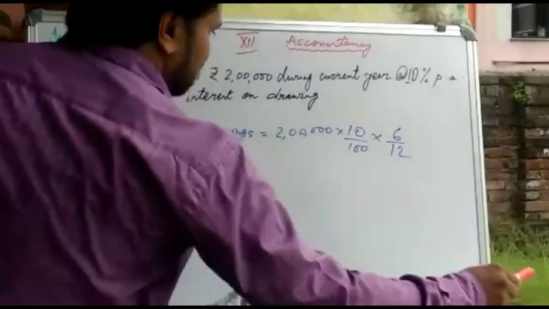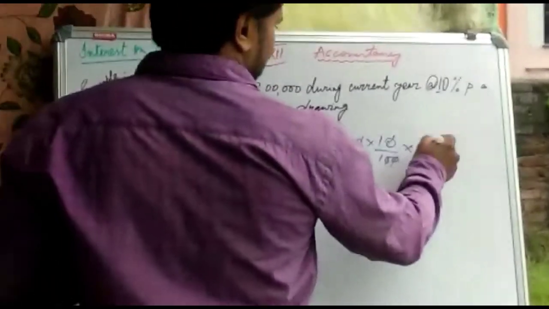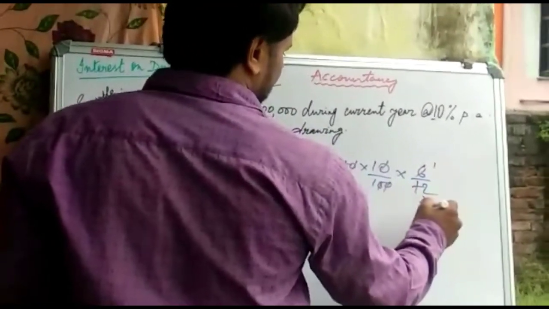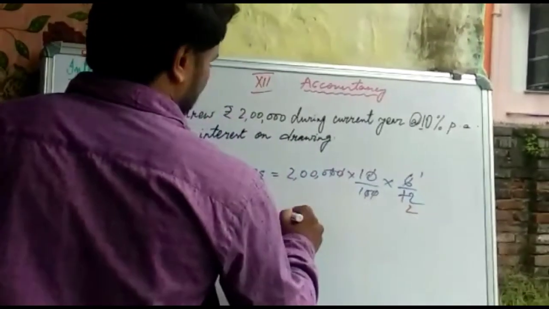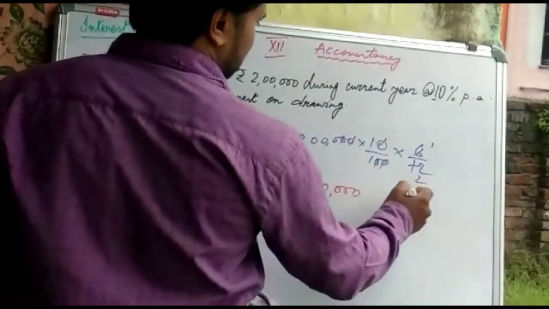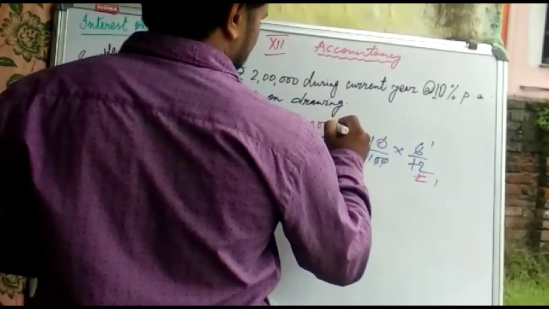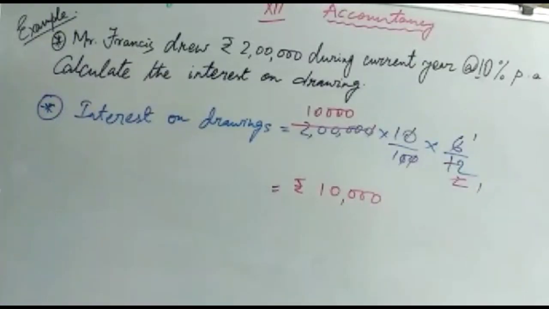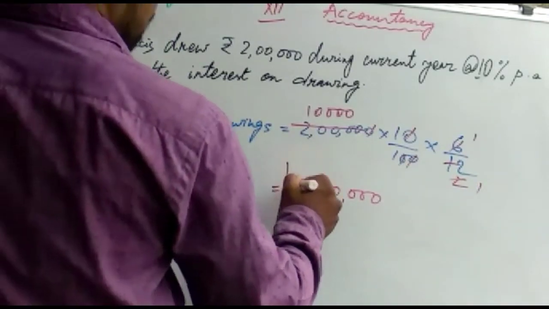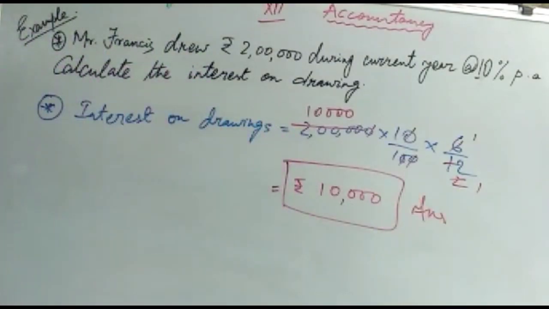So now let's calculate this. It is coming to 10,000. Okay. So what is the interest on drawings here? It is 10,000. Clear?